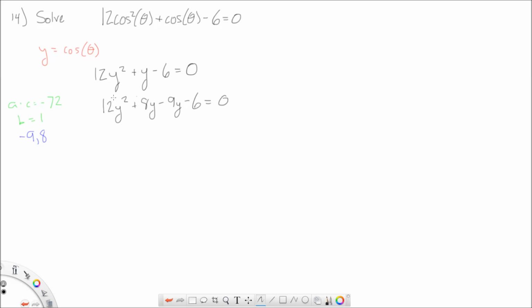And now we're going to do factor by grouping. We're going to look at these first two terms together and these second two terms together. From this first group we're going to factor out the biggest thing we can, which is a 4y.